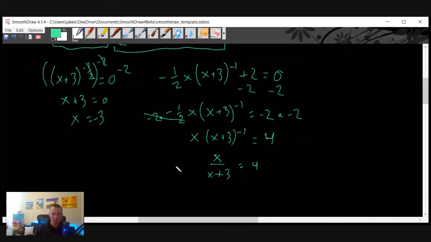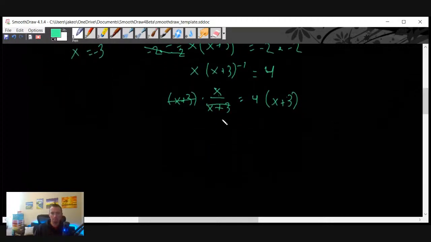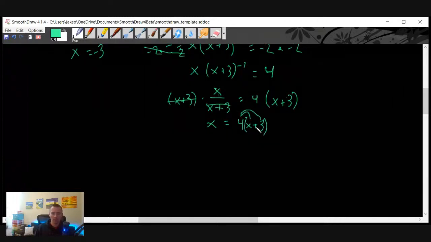Then we can multiply the x plus 3 over. Do be careful to put that in parentheses so that it'll cancel with that whole denominator, giving us x equals 4 times (x + 3), which we can distribute, giving us 4x plus 12. Subtract x from both sides: 0 equals 3x plus 12. Subtract the 12 and divide by 3, giving us negative 4 equals x.